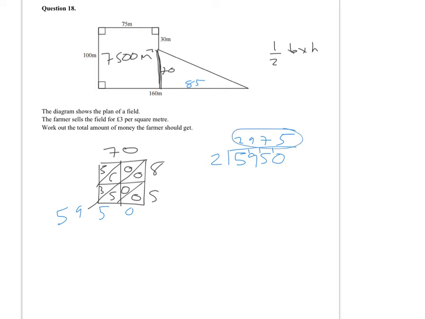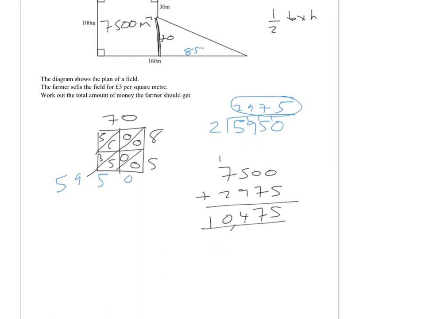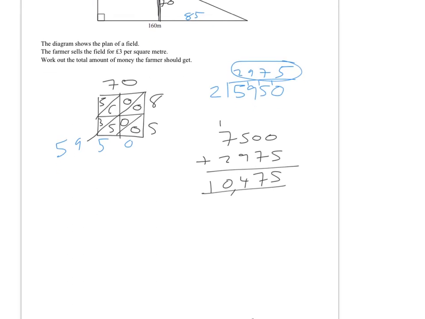So the whole total area is going to be 7,500 plus 2,975. We add these two together, we get 10,475. And then finally, to work out how much money the farmer's going to get, they're going to get 10,475, that's the number of square metres, times by 3. So I'm going to times this answer by 3. I'm going to use Gelosia method. So timesing by 3.